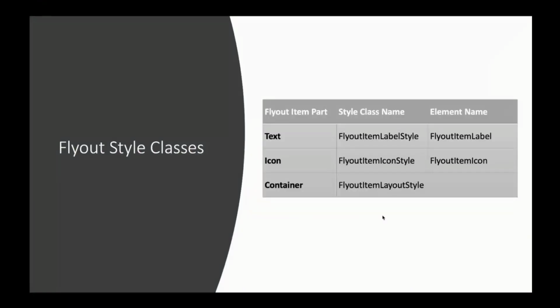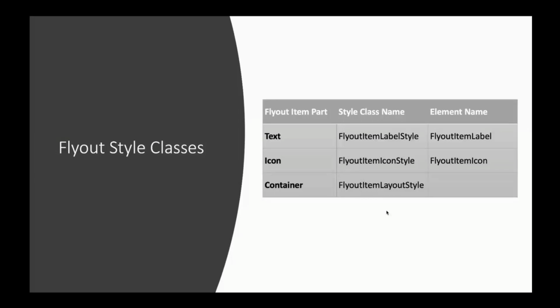Okay, so next one is flyout style classes. As most of you have already worked on Xamarin Shell and flyout, the main pain was that if you wanted to do some styling to your flyout, you might have to update your entire data template, or write some custom classes to make those style changes. But with Xamarin 4.6, we got three new style classes, which are already baked into the framework itself.